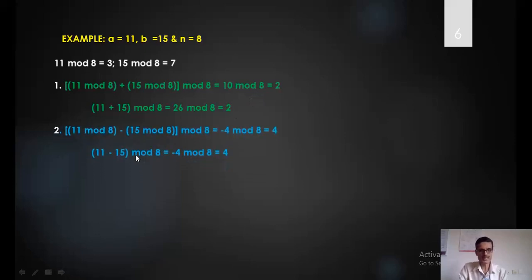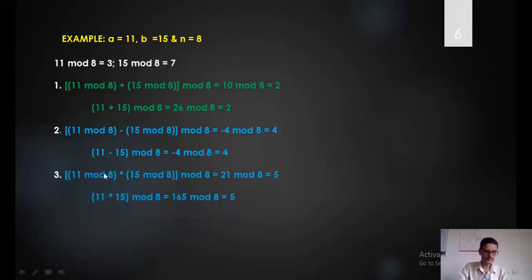What about the subtraction operation? Again, (11 mod 8 minus 15 mod 8) mod 8 is equal to (A minus B) mod 8. That's what I need to find out, right? So I will find the LHS first. LHS is 11 mod 8 is 3, minus 7, so it is minus 4 mod 8, right? Minus 1 times it goes and the remainder is 4 here. What is the RHS? RHS is (11 minus 15) mod 8, that is (A minus B) mod 8. So that will be minus 4 again, same answer, right?